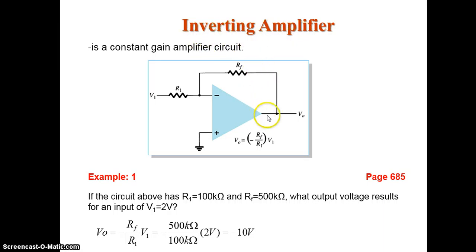So the output will be only one input here, V1, multiplied by the gain of the amplifier. Now we will see how we can derive the equation for the gain of the amplifier.